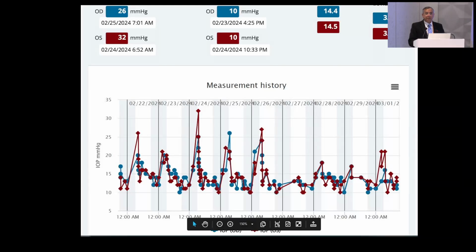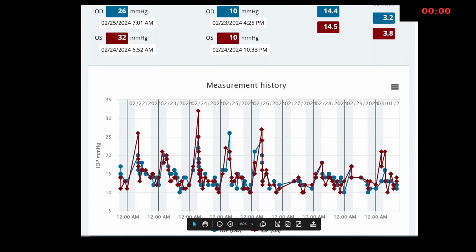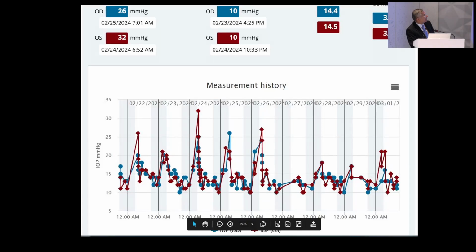He bought himself a home tonometer just to prove me wrong and showed me that indeed his pressures are reaching 26 and 32. Look at all these spikes. He said, see, doc, I told you, I'm getting pressure spikes. That's why I'm getting these headaches. You need to treat me for high eye pressure. Is anybody able to notice what's wrong in this? The next slide will show you.